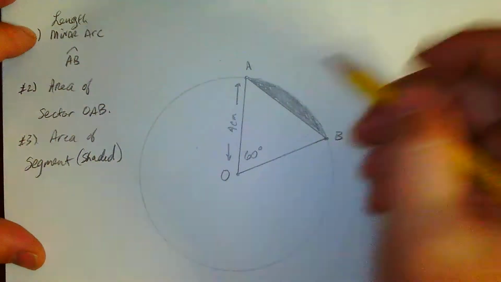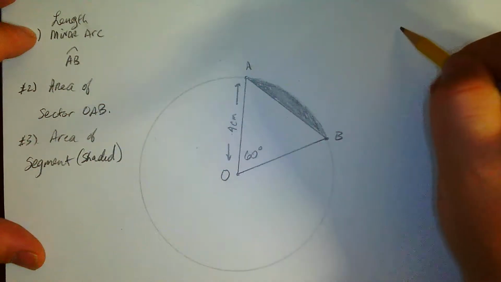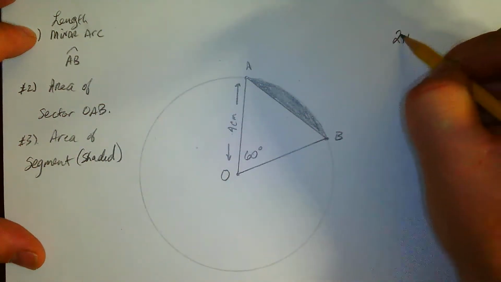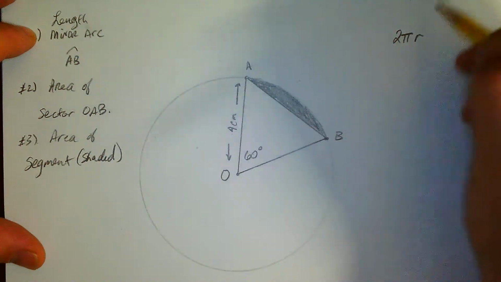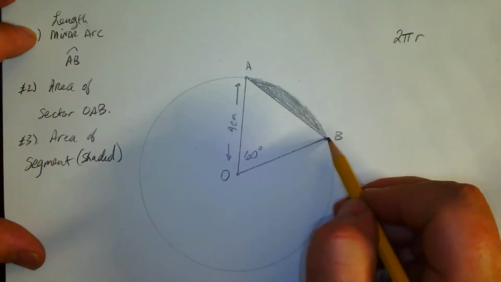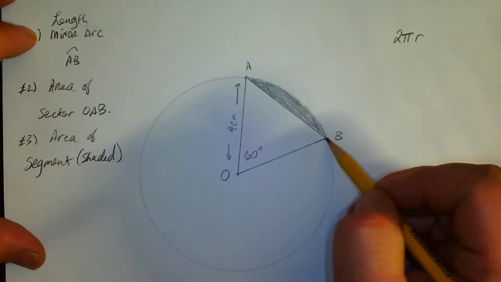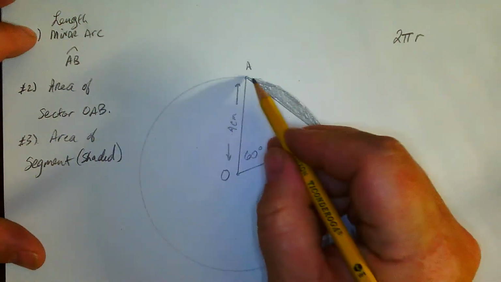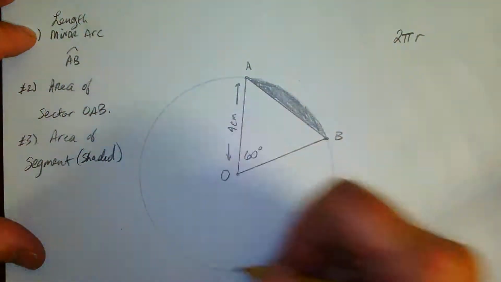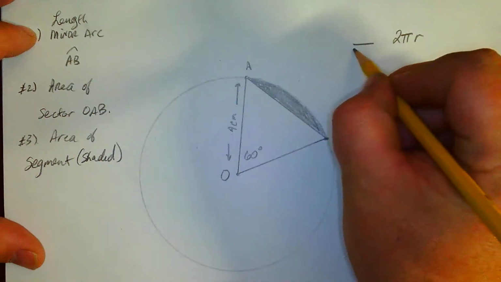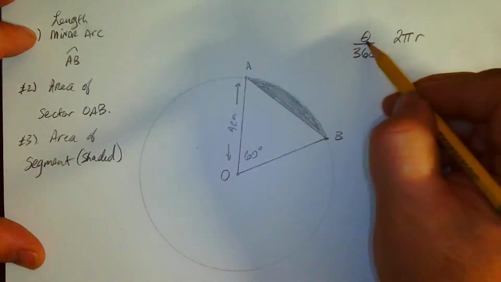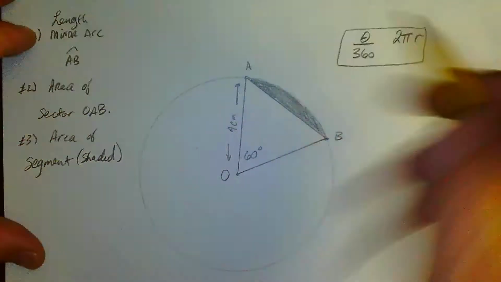So the arc length is a portion of the circumference, and the circumference is 2 pi r, right? The circumference goes all the way around. Well, the arc length, the minor one, goes from A to B along the edge. So it has part of the rotation. The full rotation is 360 degrees, right? But we have part of the rotation. So this would be your formula right here for arc length.